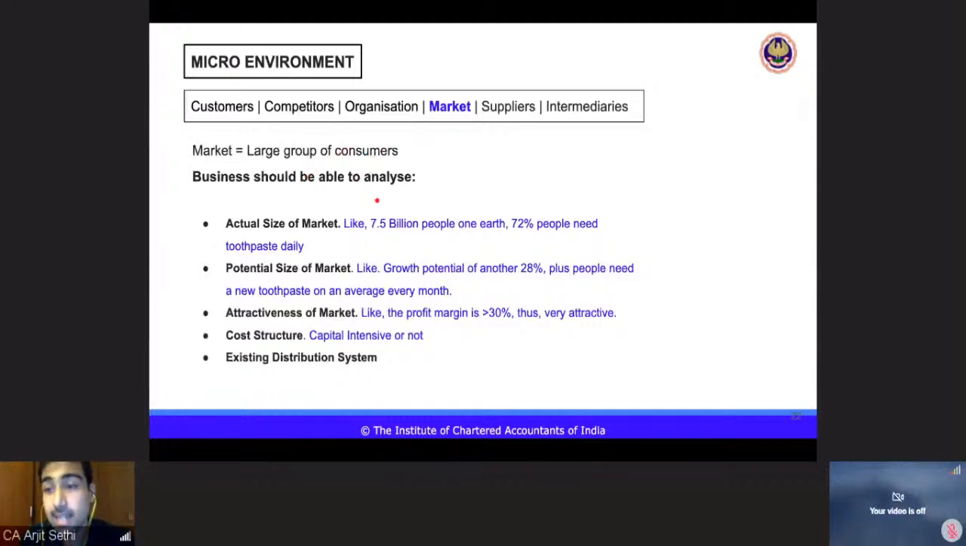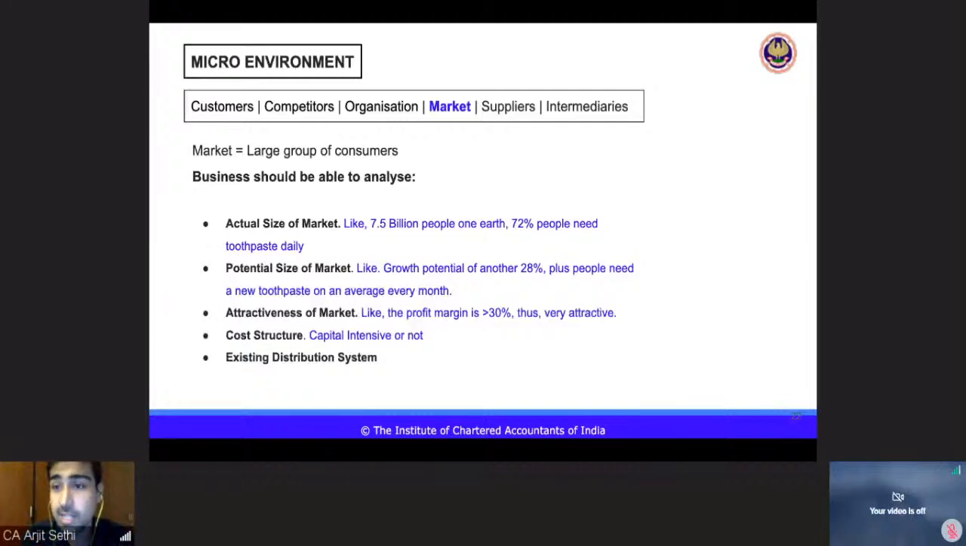What should a business analyze about a market? Why should it be concerned about a market? Number one is they should understand the actual size. Now, this thing is very important. When you go into the actual field, when you become a part of big companies, these are some things you will obviously want to understand. These are some things you will be given to work on a daily basis, right?